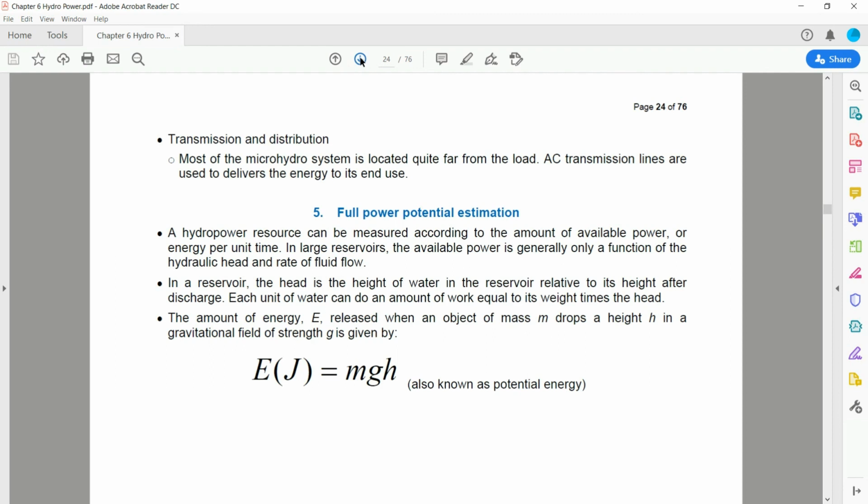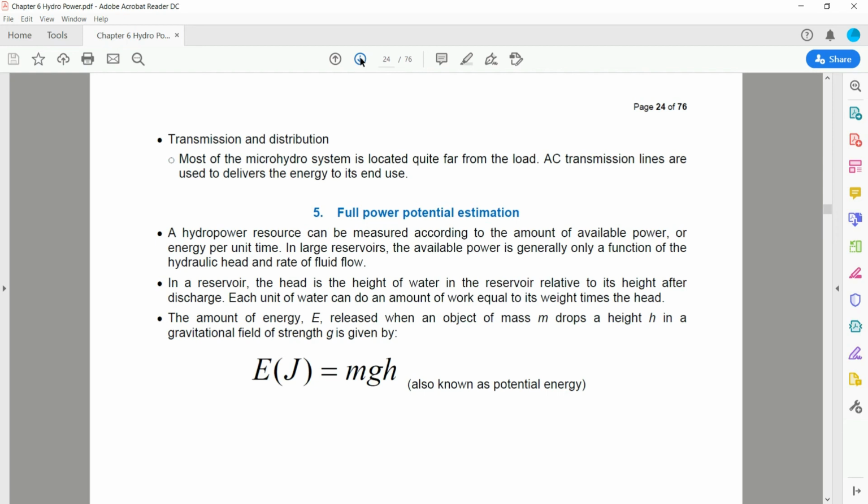Transmission and distribution. Most microhydro systems are located quite far from the load, so AC transmission lines are used to deliver the energy to its end use.